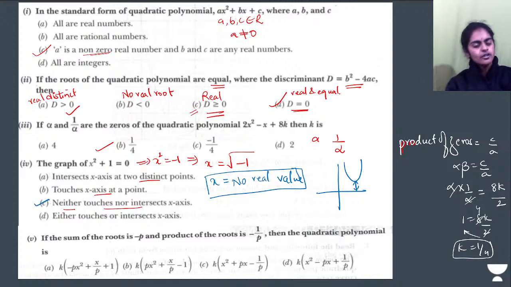Is it clear? So you found what is the relation between the zeros. So यहाँ पे the relation was there was no zeros. Okay, so hence the graph neither touches nor cuts the x-axis.